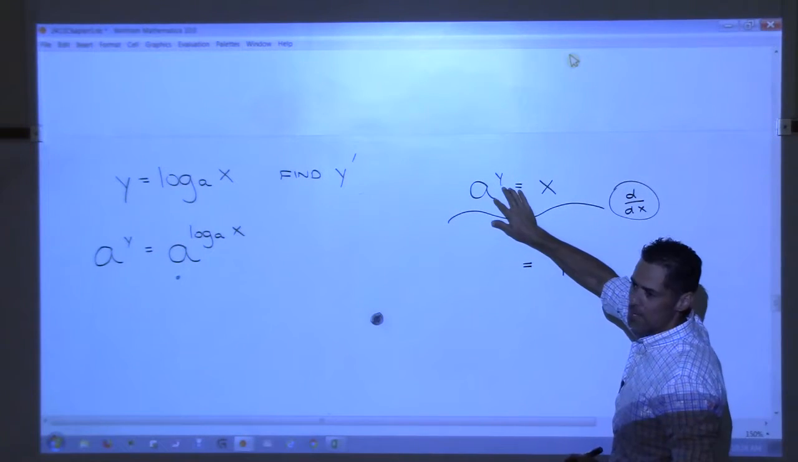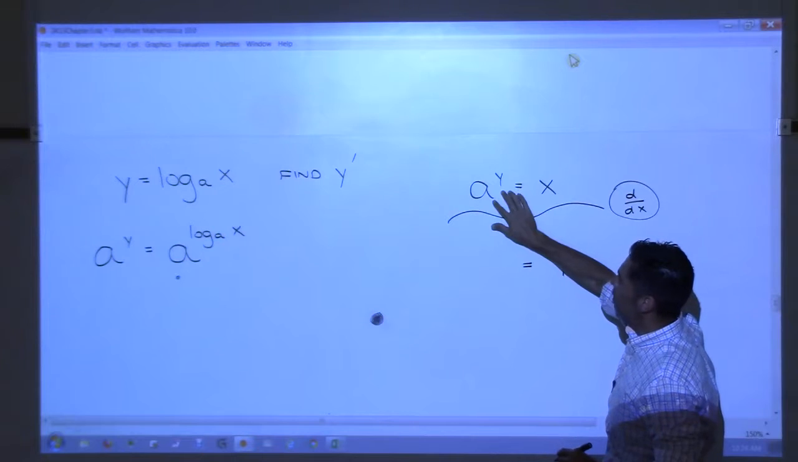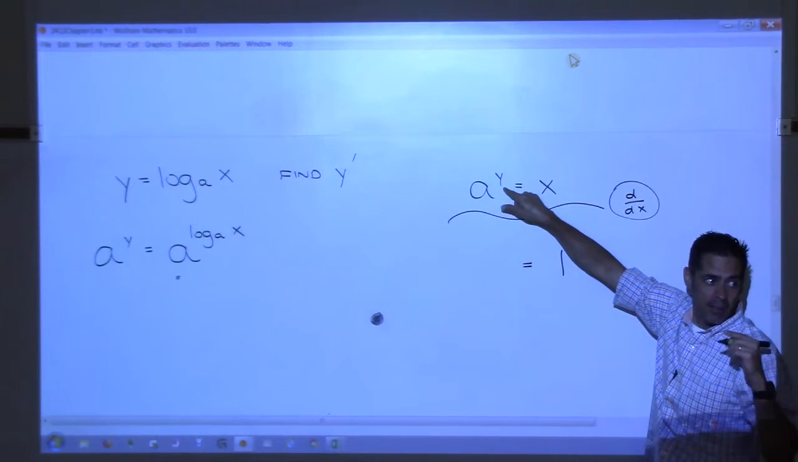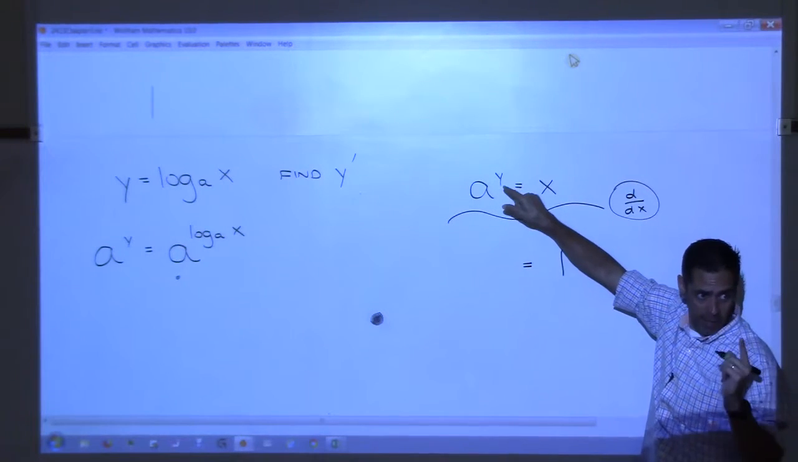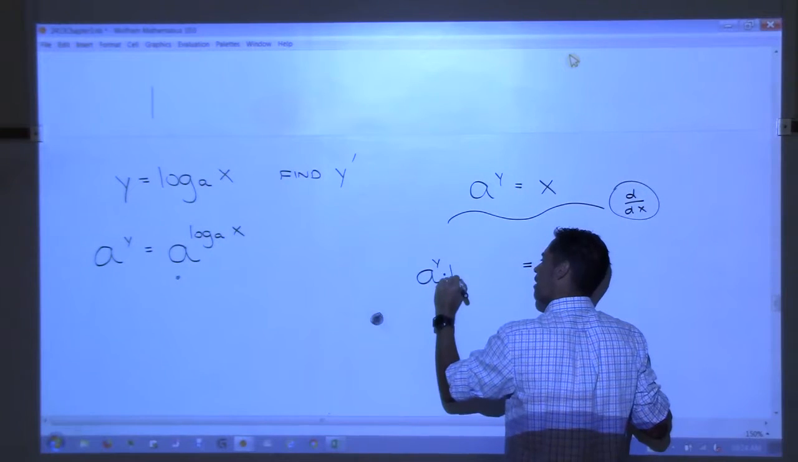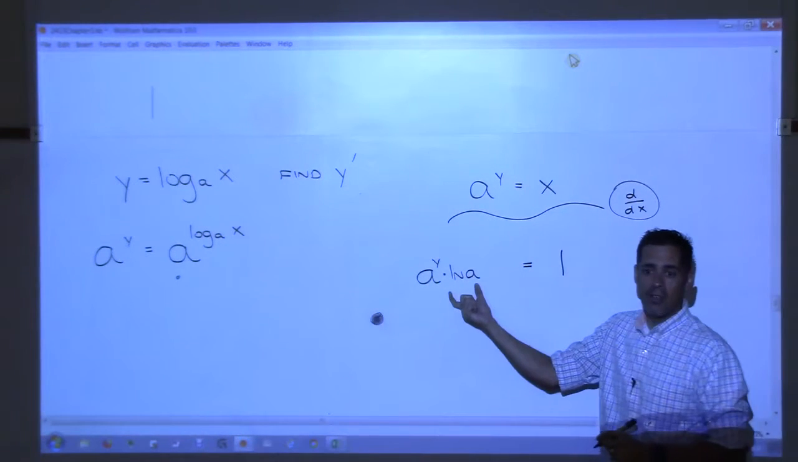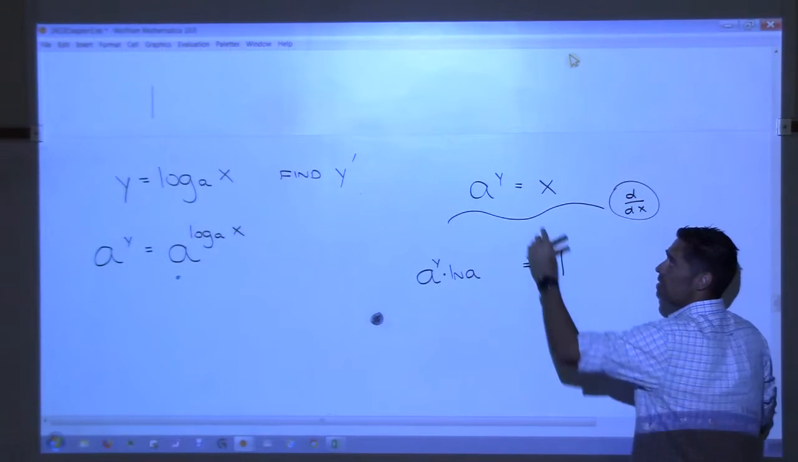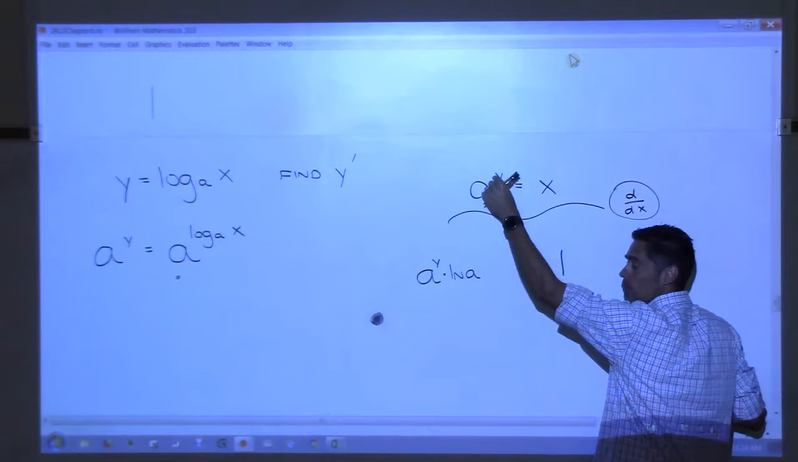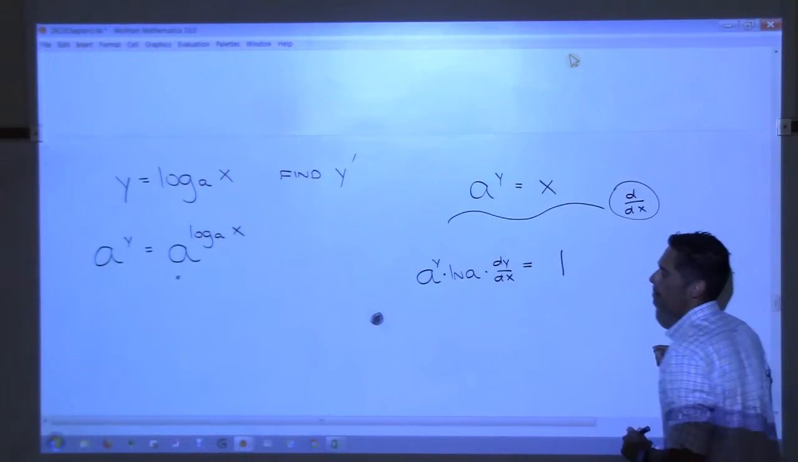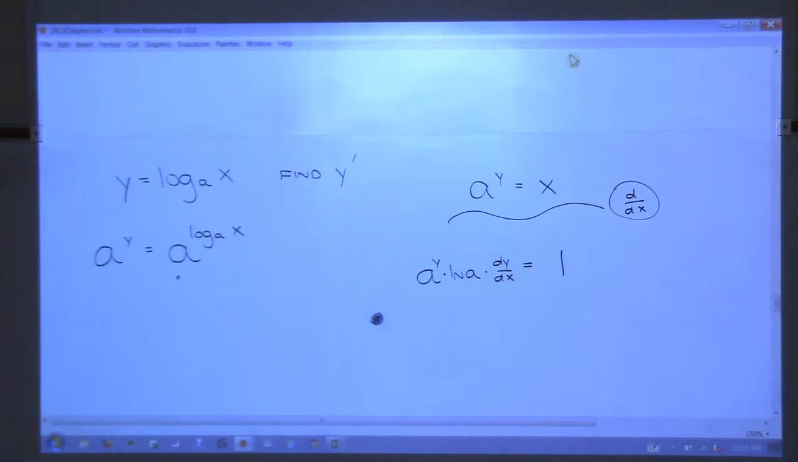But the derivative of this is going to be a little harder. First of all, what's the derivative of a to the y? A to the y times natural log of a. Okay? So this is a to the y times natural log of a. That's the formula I just gave you, isn't it? But then the chain rule says take the derivative of what's up here, dy dx. And now can you solve for dy dx?